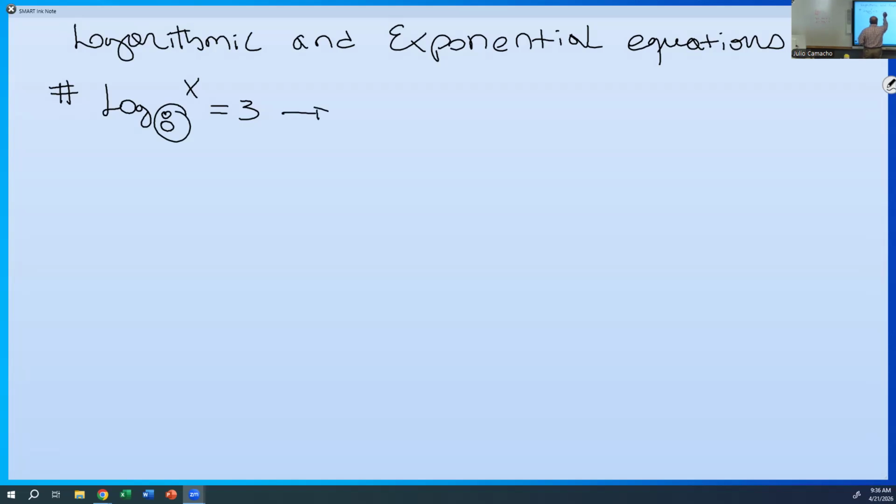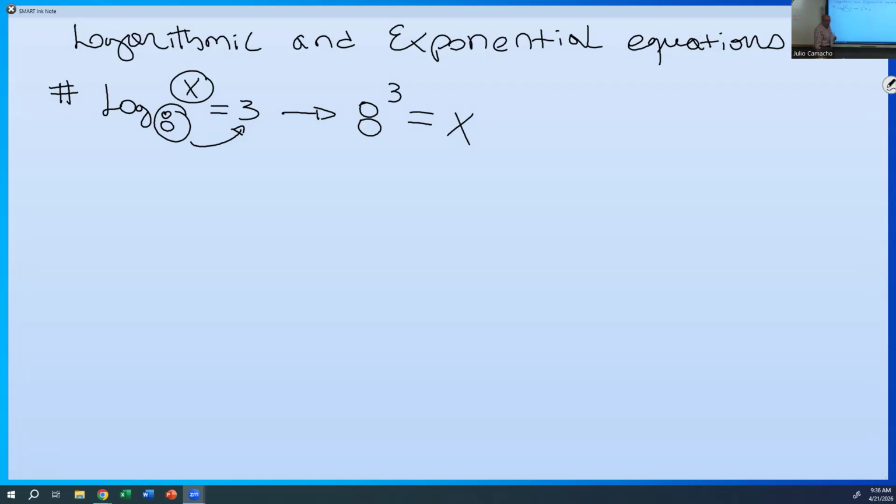Let me put the base. We raise it to the number that is on the other side of the equal sign, and we set it equal to the exponent. Now this equation is no longer in logarithmic form. This equation now is in exponential form. And then we need to figure out what is 8 to the third power.